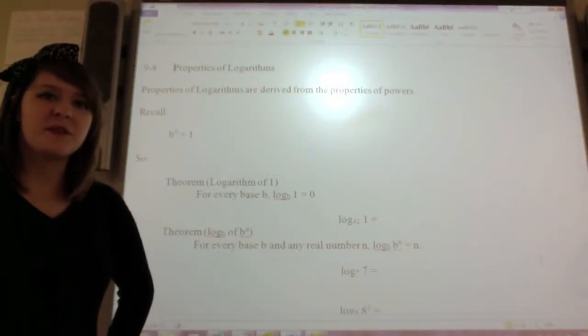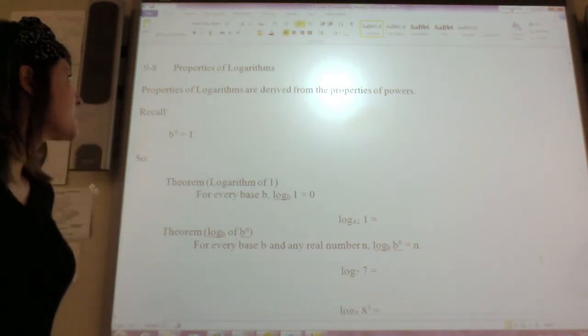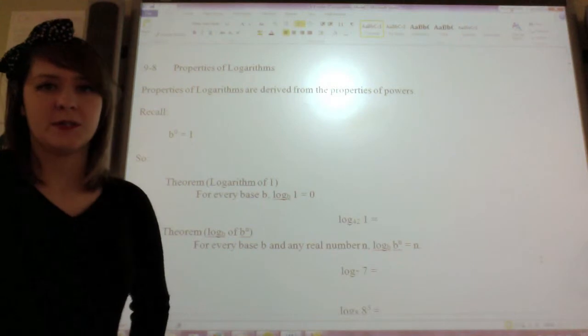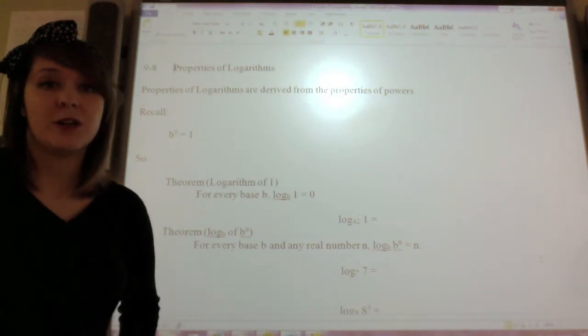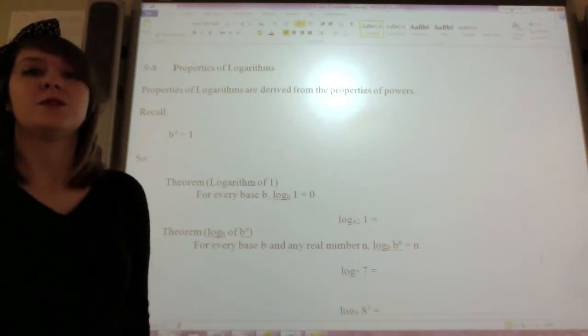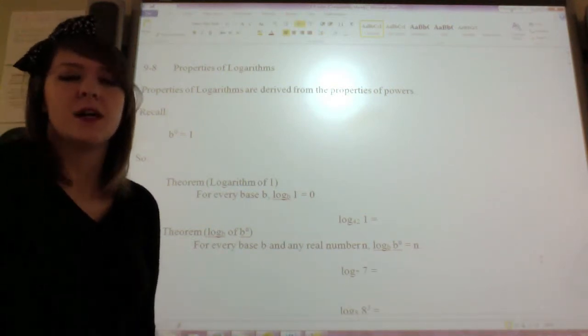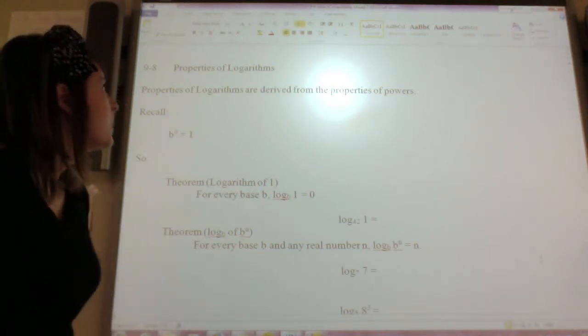Hey guys, today we're doing section 8 of chapter 9 for advanced algebra, which is called properties of logarithms. So we've already talked about our exponent rules in the last couple chapters, and now we're going to talk about logarithm rules, which are very similar to exponent rules. In fact, they're basically the same thing because we know that exponents and logarithms are just inverses of each other.